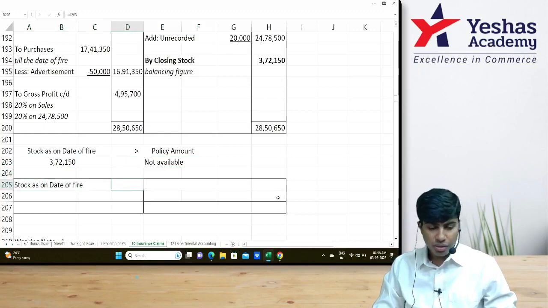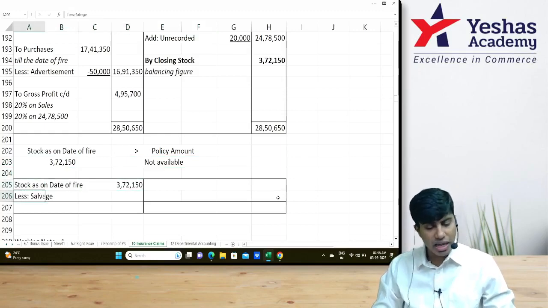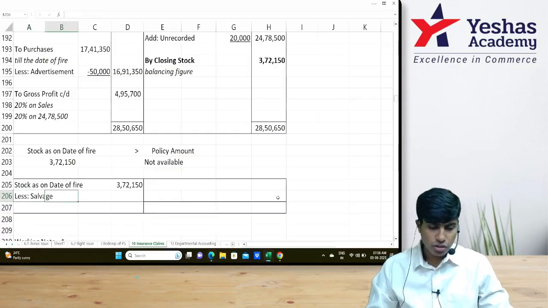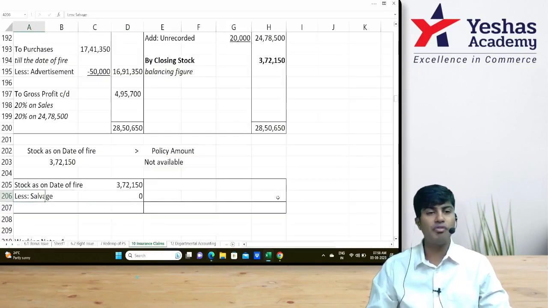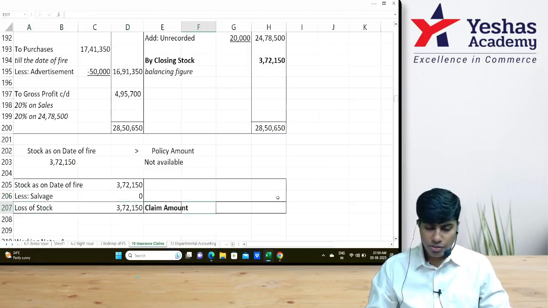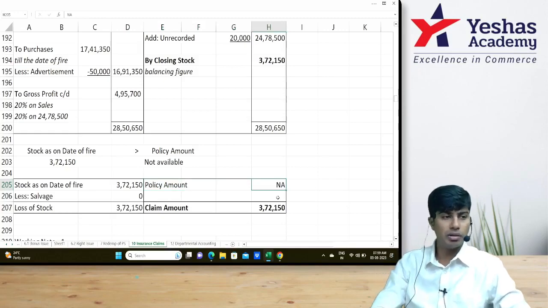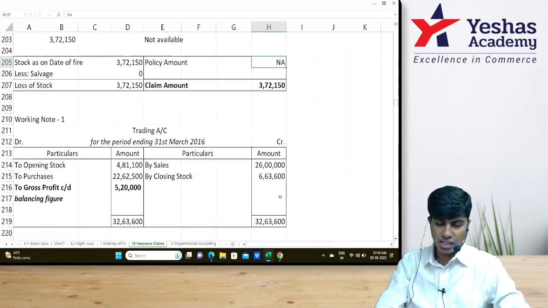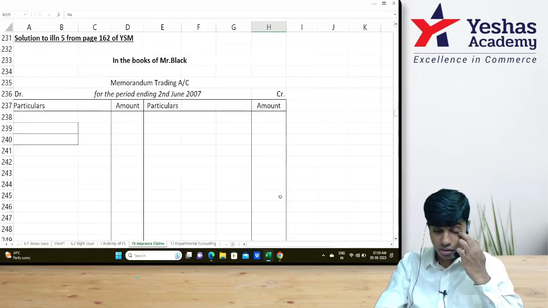Stock as on date of fire 3 lakh 72,150. Is there any salvage? No salvage. So the entire amount of 3 lakh 72,150 stock that is there on the date of fire will become our loss of stock. The same will become our claim because the policy amount is not available. Are you getting this? Easy? Very good. Copy this one, then we'll do the fifth one.